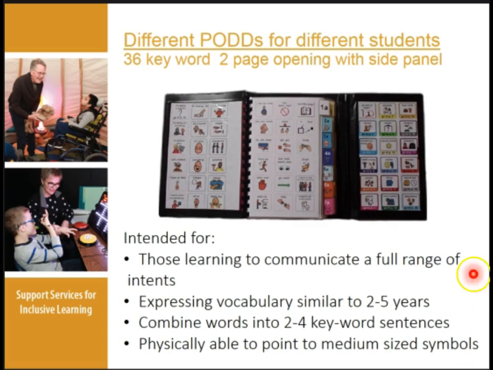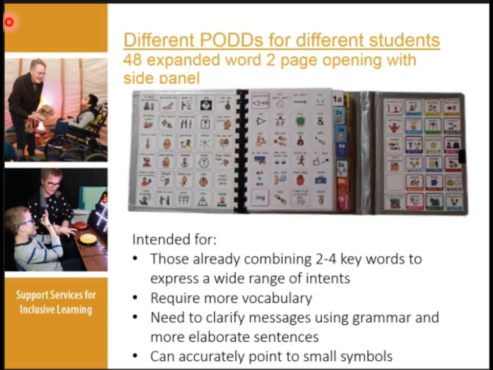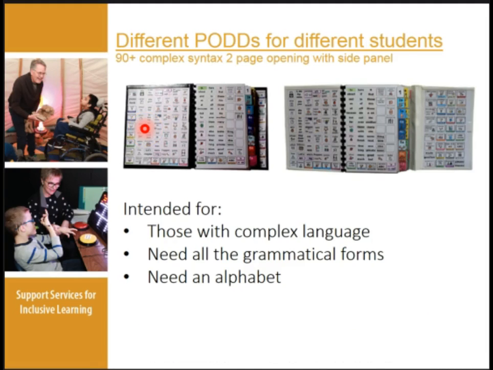These next few books locate the main navigation index as a side panel, which is then accessible from all page openings. This setup supports conversational topic shifts from any page. However, it might be more challenging for students who are mobile, as the side panel increases the overall book size and may require support. The 48 expanded word 2-page opening with side panel. And the 90+ complex syntax book.